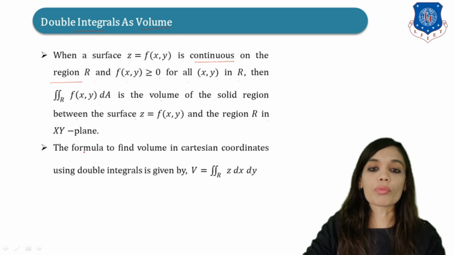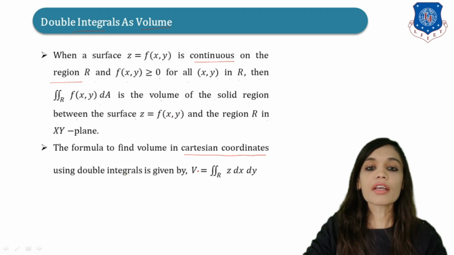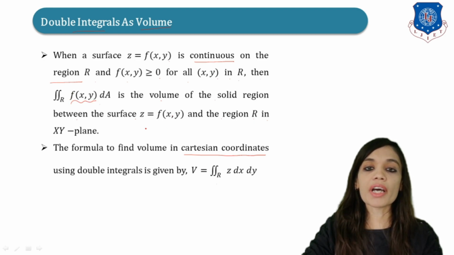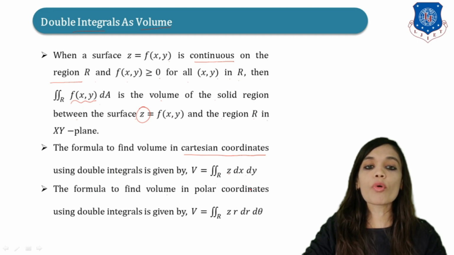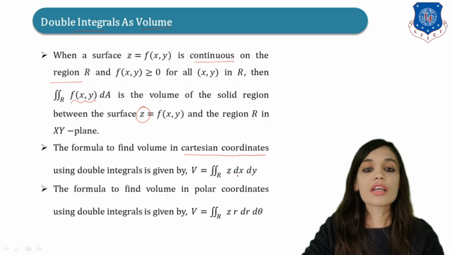Okay. So, the formula to find the volume in the Cartesian coordinates, that is the xy plane, using double integrals is given by V equals double integral over R. Now here your f of x comma y is what? Z. So write z dx dy. And next, the formula to find the volume in polar coordinates using double integrals is given by V equals double integral over R, z will remain as it is. Just replace dx dy by what? r dr d theta. So these two are the formulas to find the volume using what?